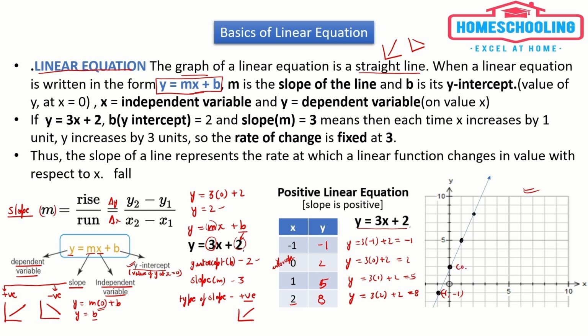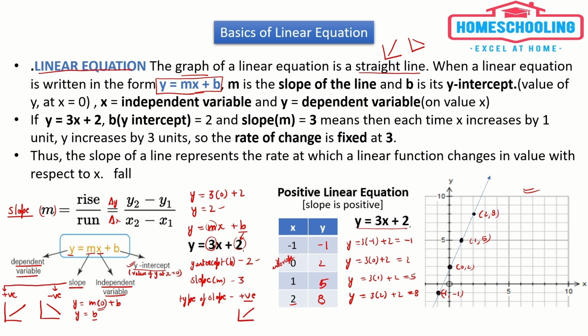So 0, 2. Now, when x is equal to 1, y is equal to 5. So x is equal to 1 and y is equal to 5, so we have 1 and 5. Now, when x is equal to 2, y is equal to 8. So 2, 8. Now, after plotting these points, we'll draw a line like this.